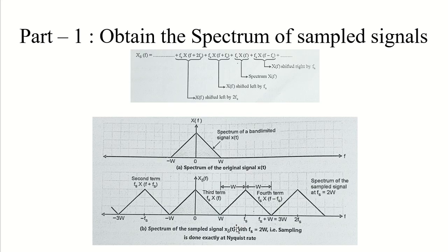And you can see in this image here, it gives you a better idea. Here we are having x of f shifted right by fs, then we are having the spectrum of x of f itself, then we are having the spectrum of x of f shifted left by fs, and then we are having the spectrum of x of f shifted left by 2 fs. So that is basically your x delta of f.